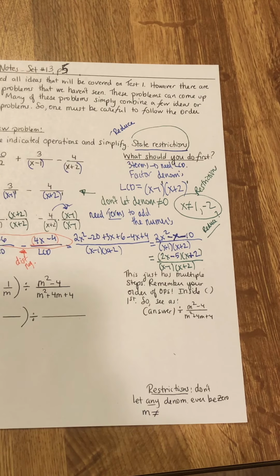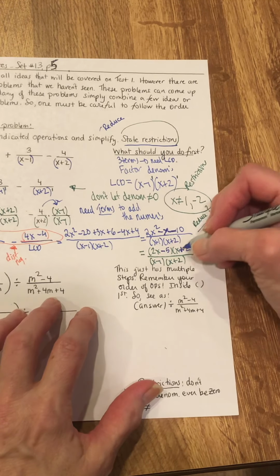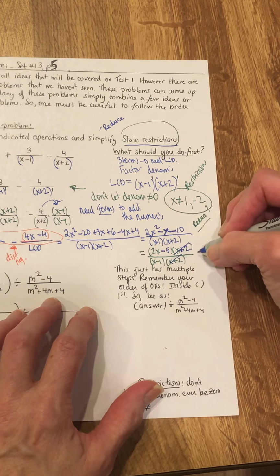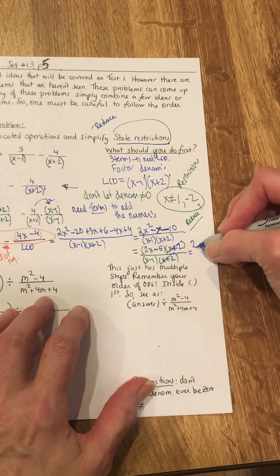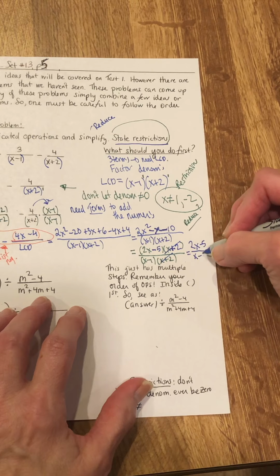Do I have any identical factors? Yes, I do. The x plus 2's cancel. And so this is 2x minus 5 over x minus 1.